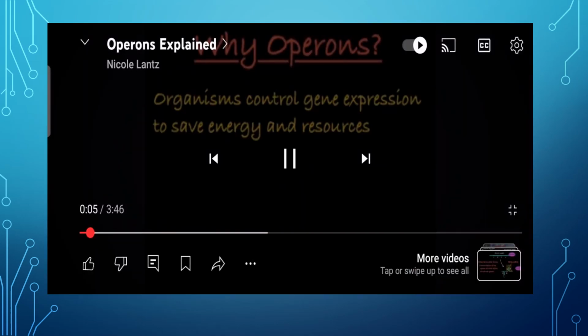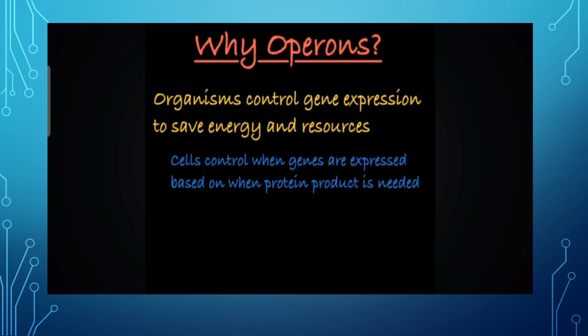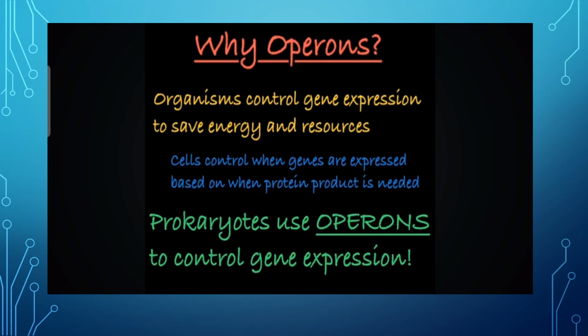All organisms, large and small, need some way to control their gene expression. Otherwise, they would not be able to control what proteins they're producing and when they're producing them. This would lead to a lot of wasted energy and resources in the cell. Being able to control when genes are expressed based on when their products are needed helps the cell be as efficient as possible. In prokaryotes, one way to control gene expression is through the use of operons.